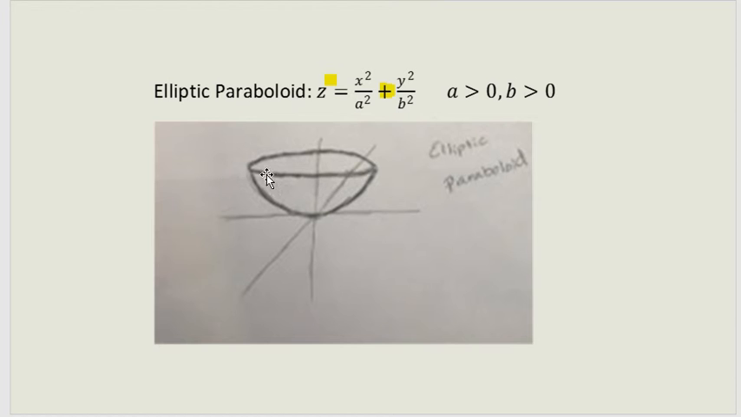But this is what it looks like. It looks like a bowl. Or if it's upside down, it looks like a dome. I like to call it a dome. But it's an elliptic paraboloid.